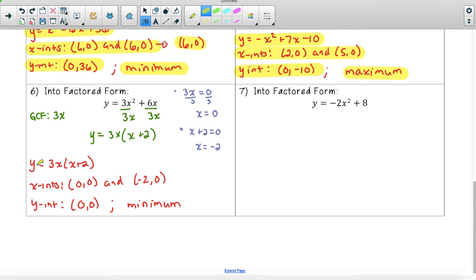So it turns into a factored form of 3x times x plus 2. We have two x-intercepts at 0, 0 and -2, 0. The y-intercept also is 0, 0, and it is a minimum.